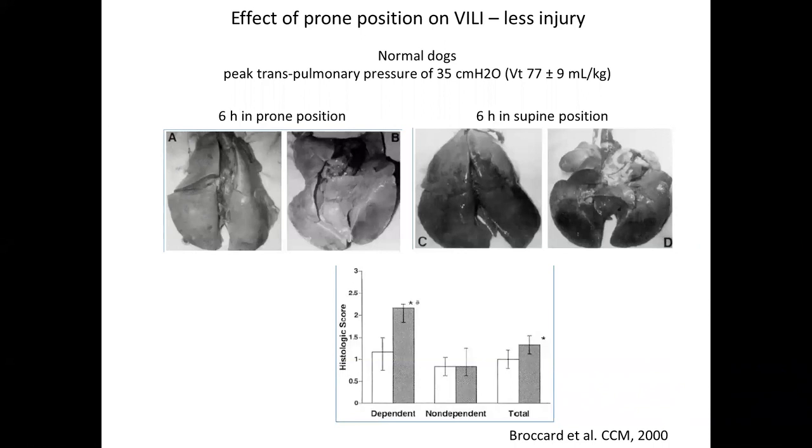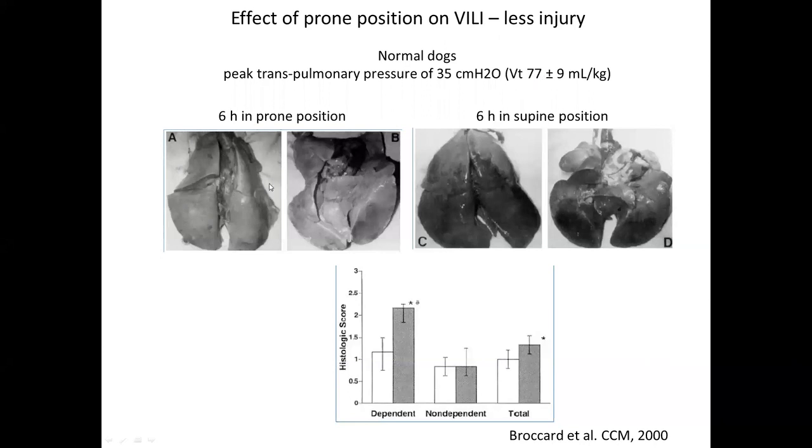So the effect maybe is on reducing ventilator-induced lung injury. There is a nice study showing that prone position really has a strong effect on reducing ventilator-induced lung injury. In this model in normal dogs treated with very high transpulmonary pressure, with extremely high tidal volume, 77 cc per kilo.